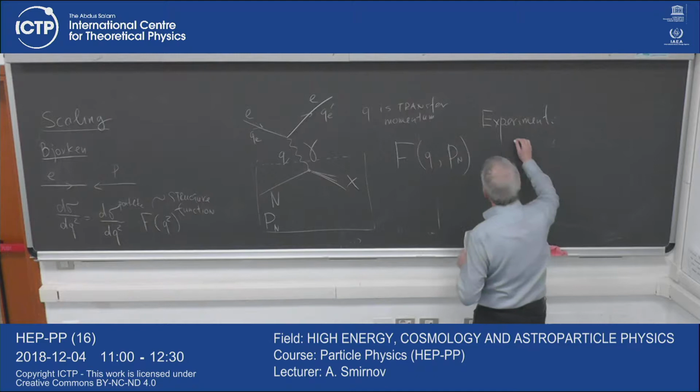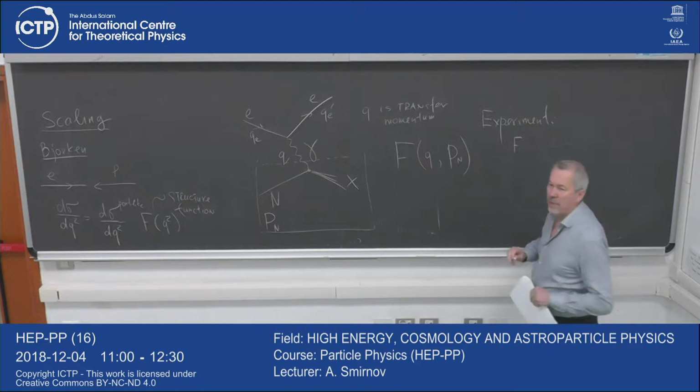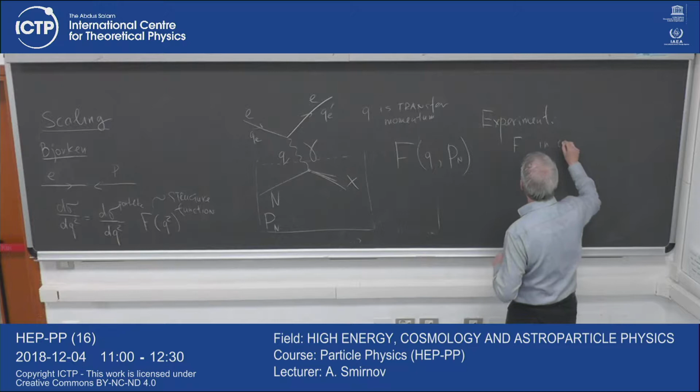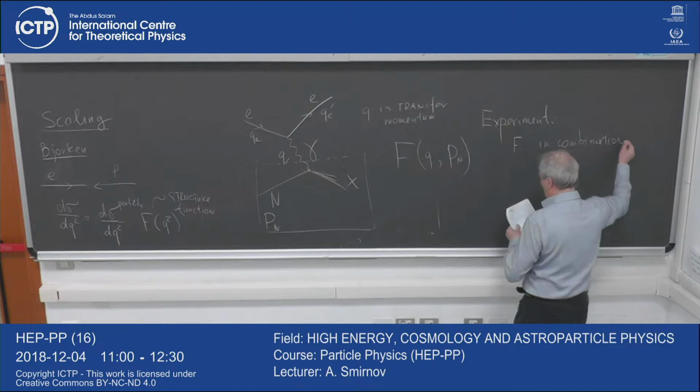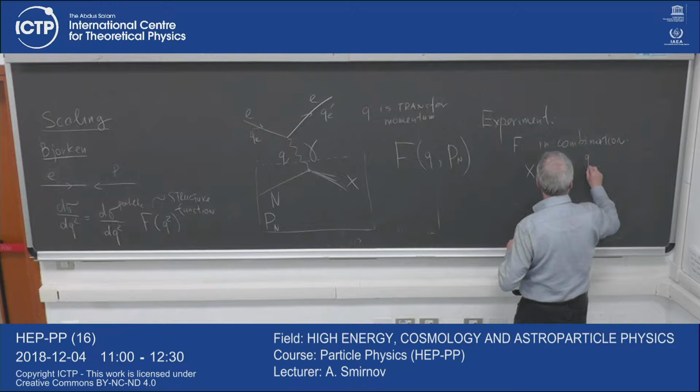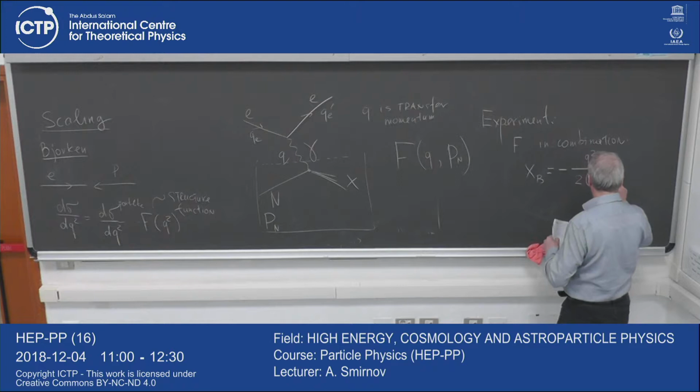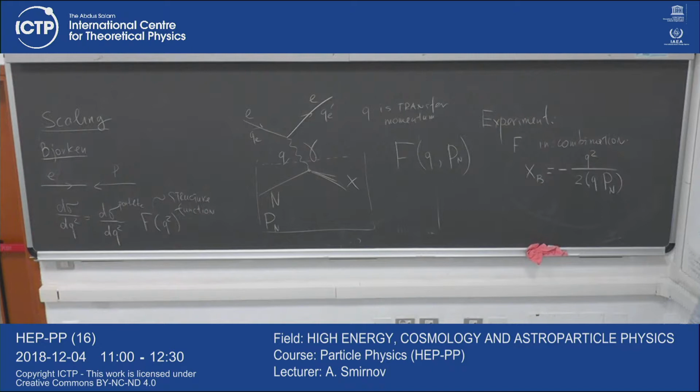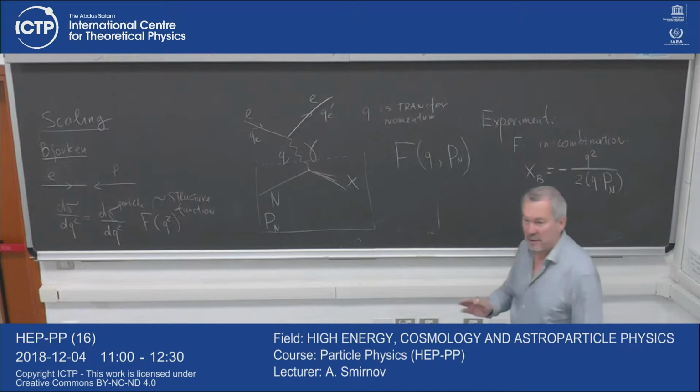That depends not separately on Q and P, but on these variables in combination: x_B, which is minus Q squared over 2 Q·P_N. So this means that if, for instance, we increase the transfer momentum Q by a factor of 2, and simultaneously increase the momentum of our nucleon by a factor of 2, nothing is changed. You will have the same distribution. So the scaling of Q and P by the same quantity doesn't change your structure functions.